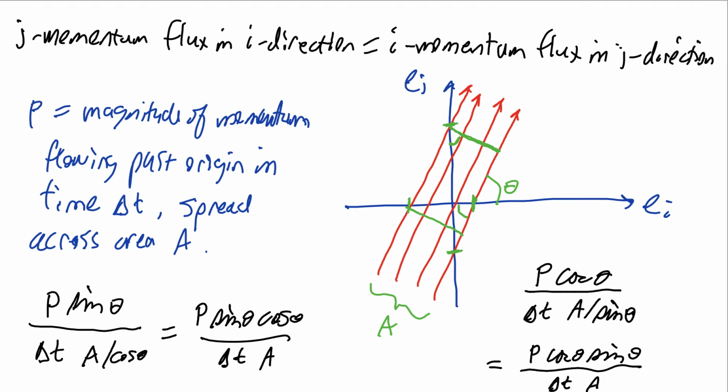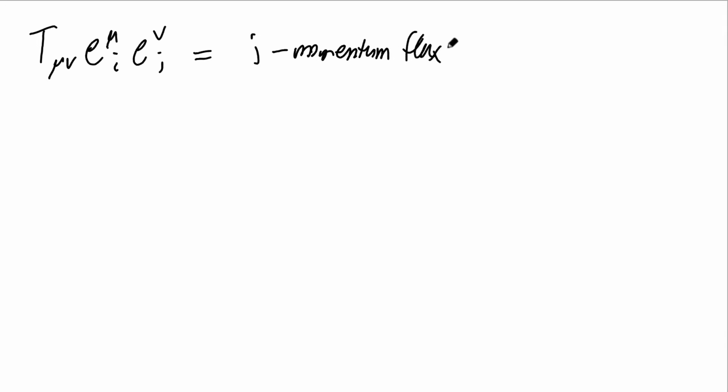The next thing I'd like to do is to examine these components of the stress energy momentum tensor from a bit different perspective. So remember, this is T mu nu, E mu I, E nu j. It's the j momentum flux in the I direction.